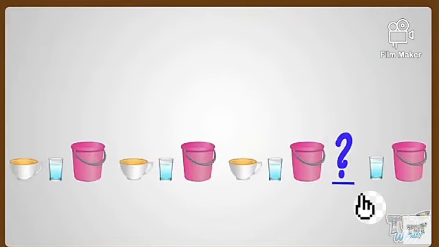Let's find out the core pattern. We have a cup, a glass and a bucket. So what will come after the bucket? From the core pattern it is clear that the teacup comes after the bucket.